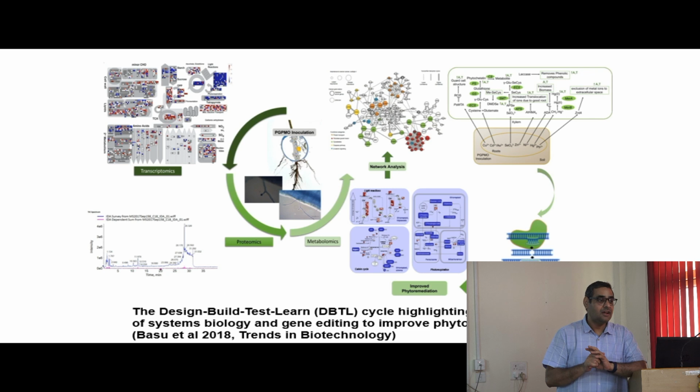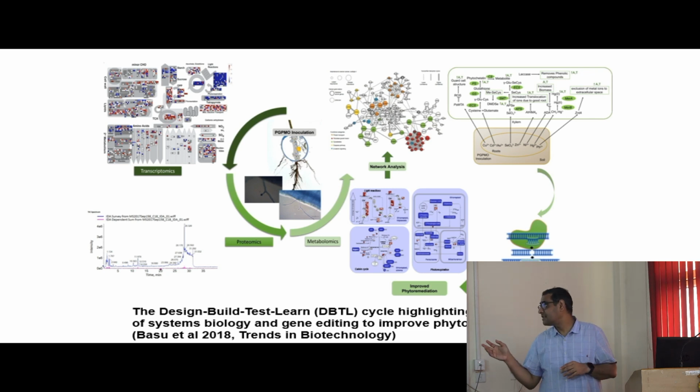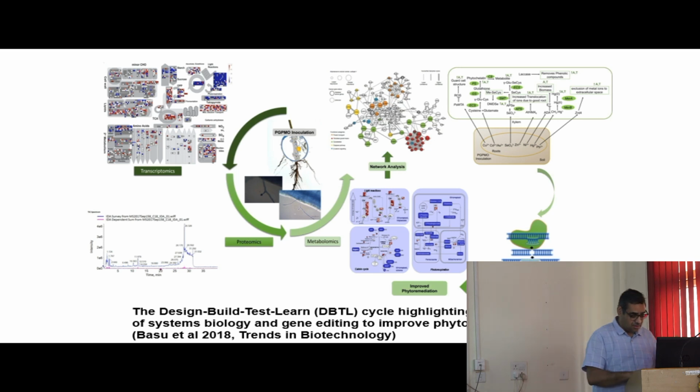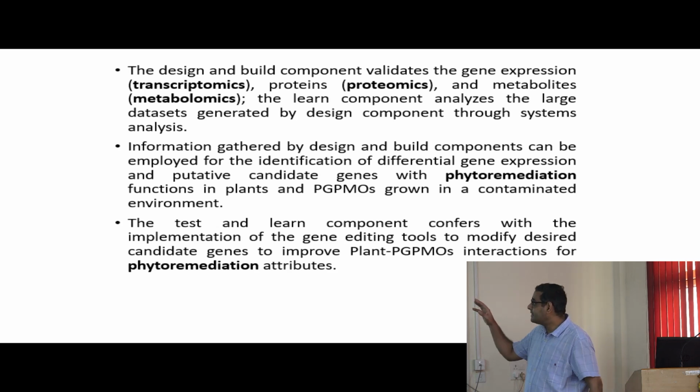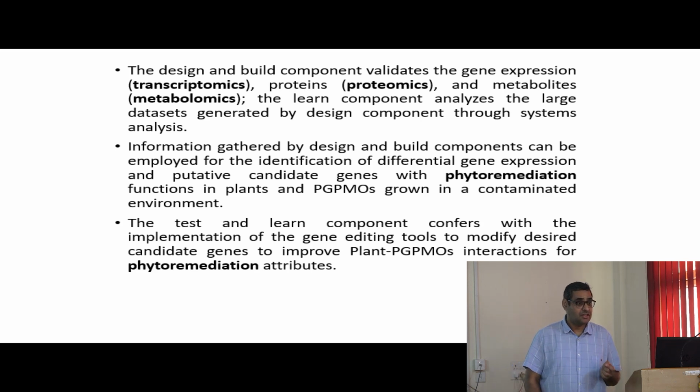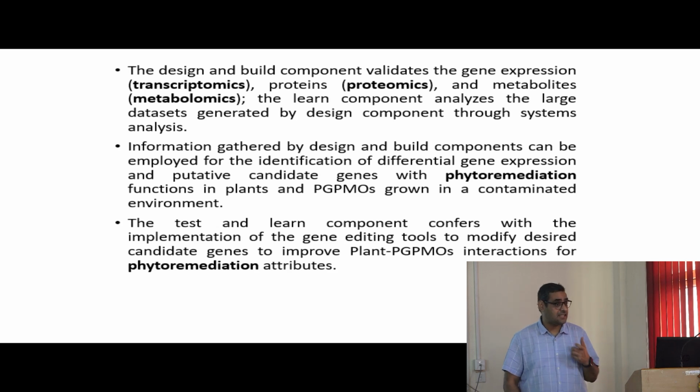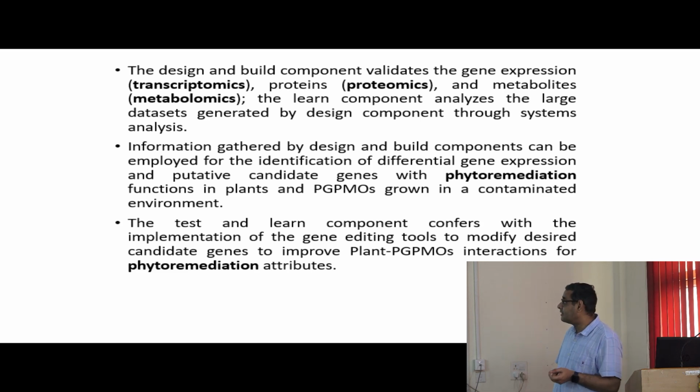So this is all called the design, build, test, learn cycle, DBTL cycle, and we have adopted a few of these in some of our research, but not exactly all. And I will tell you the text part of it, I have already explained it. The design and build component validates the gene expression, the proteins and metabolites. The learn component analyzes the large data sets generated by the design component through systems analysis. So this cycle is a combinatory aspect of learning. This is a complete tutorial for your complete research analysis.